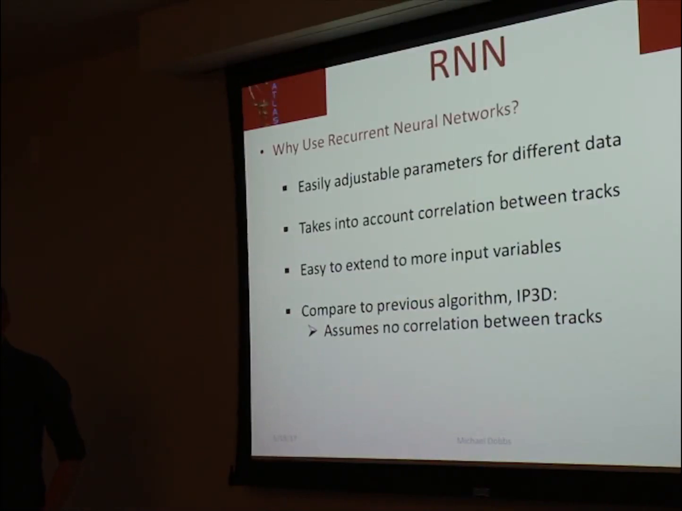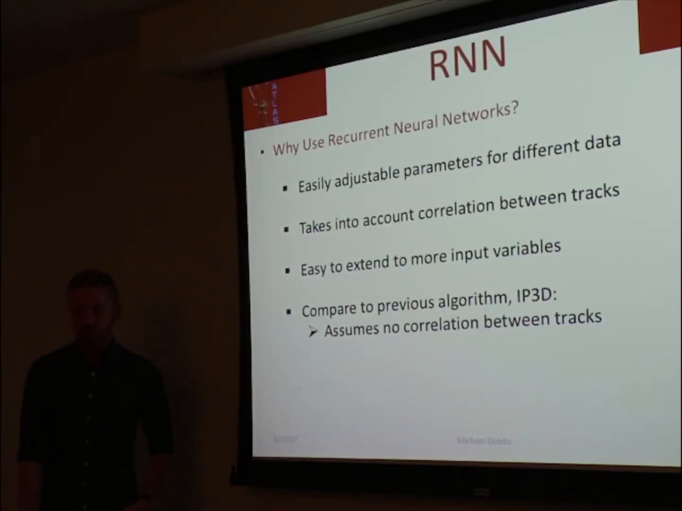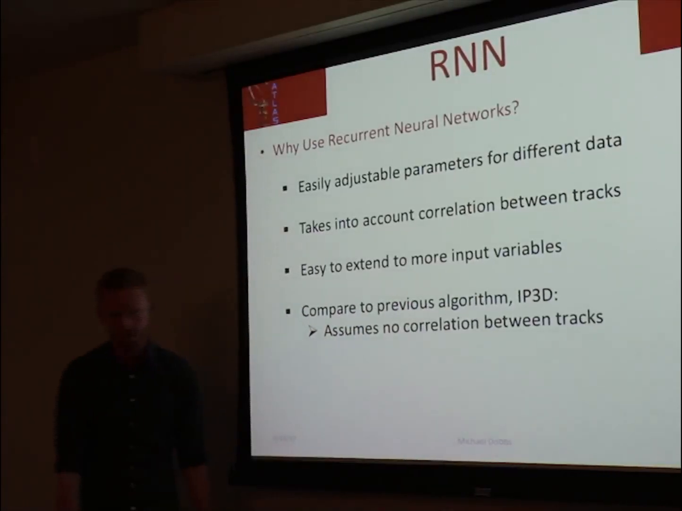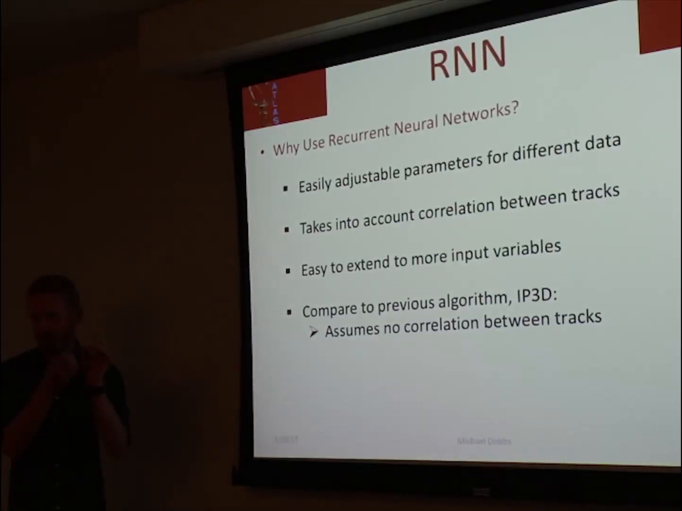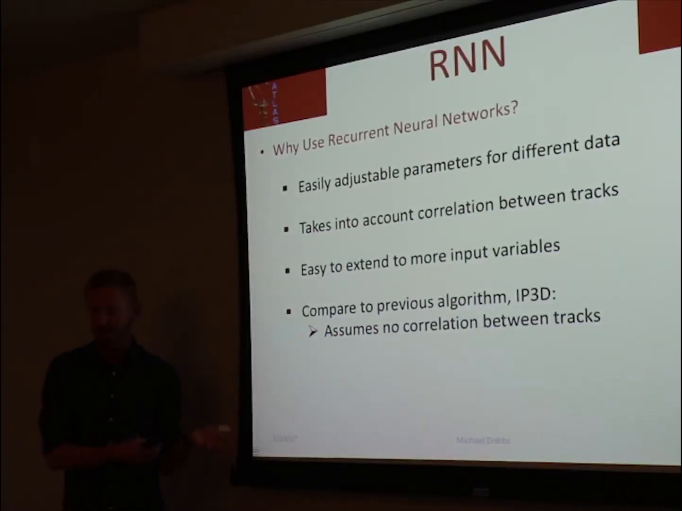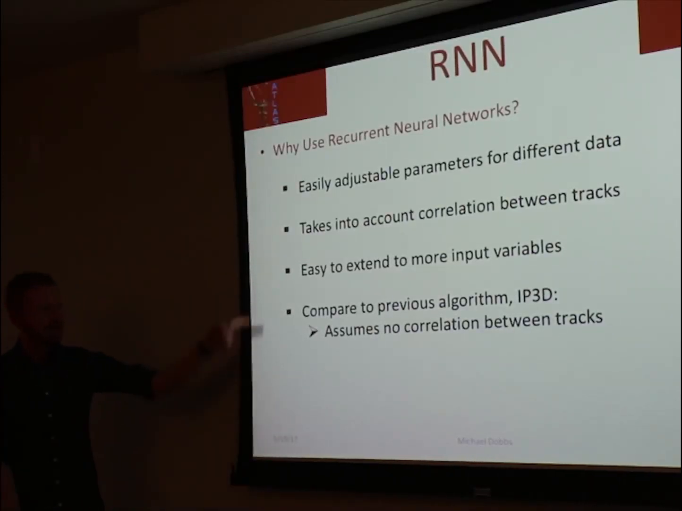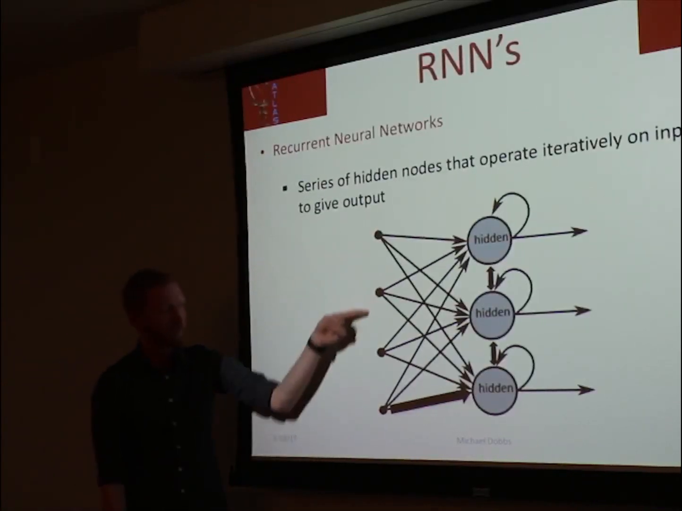So why do we use recurrent neural networks to solve this problem? Well, we have easily adjustable parameters for different data. It takes into account correlations between tracks or data that is gotten from the detector, which, if we compare that to the previous algorithm, assumed no correlations between the tracks. And you can think of correlations between the tracks as if one event occurs in a shower, there's a higher probability of a different event occurring, and there's a correlation between them. So also it's easy to extend to more input variables. Like in that diagram we had just a second ago, we can always just add more of these dots.